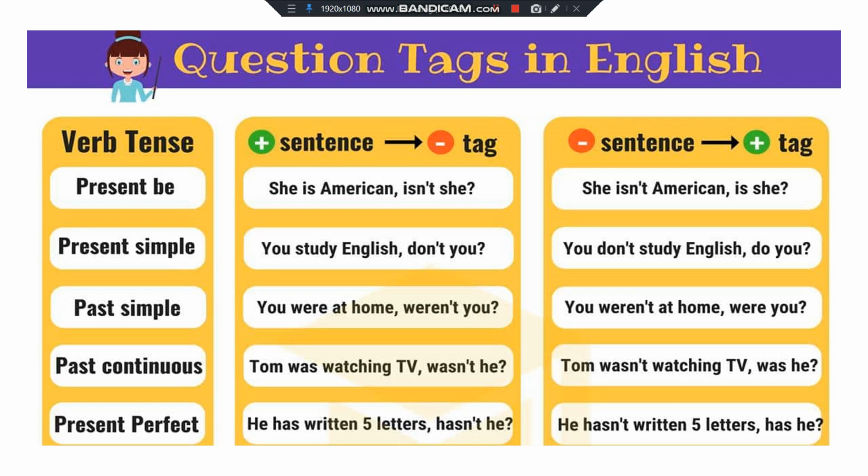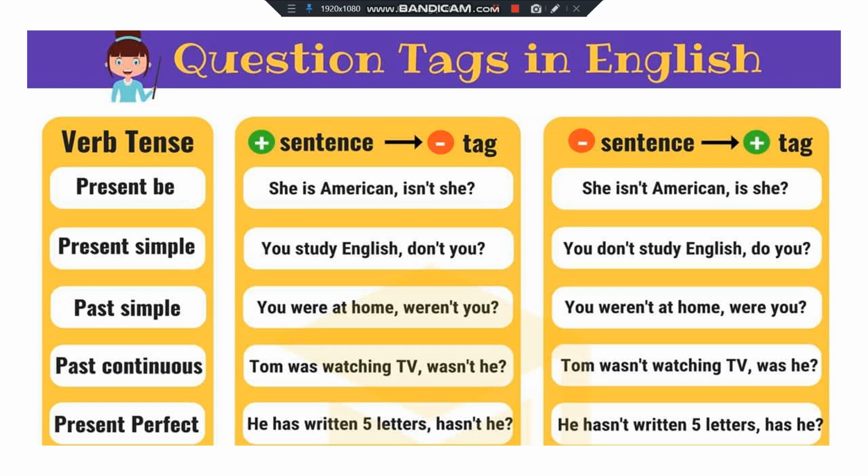Come to the right side. You don't study English. Don't is already used here. You don't necessarily have to use do, because one verb, study, is already used. But when it is a negative sentence, don't is used. You don't study English. That means it's a negative sentence, so your question tag should be in the positive form. The positive form of don't is do. Do you? You is already used here as the pronoun. You don't study English. Do you?